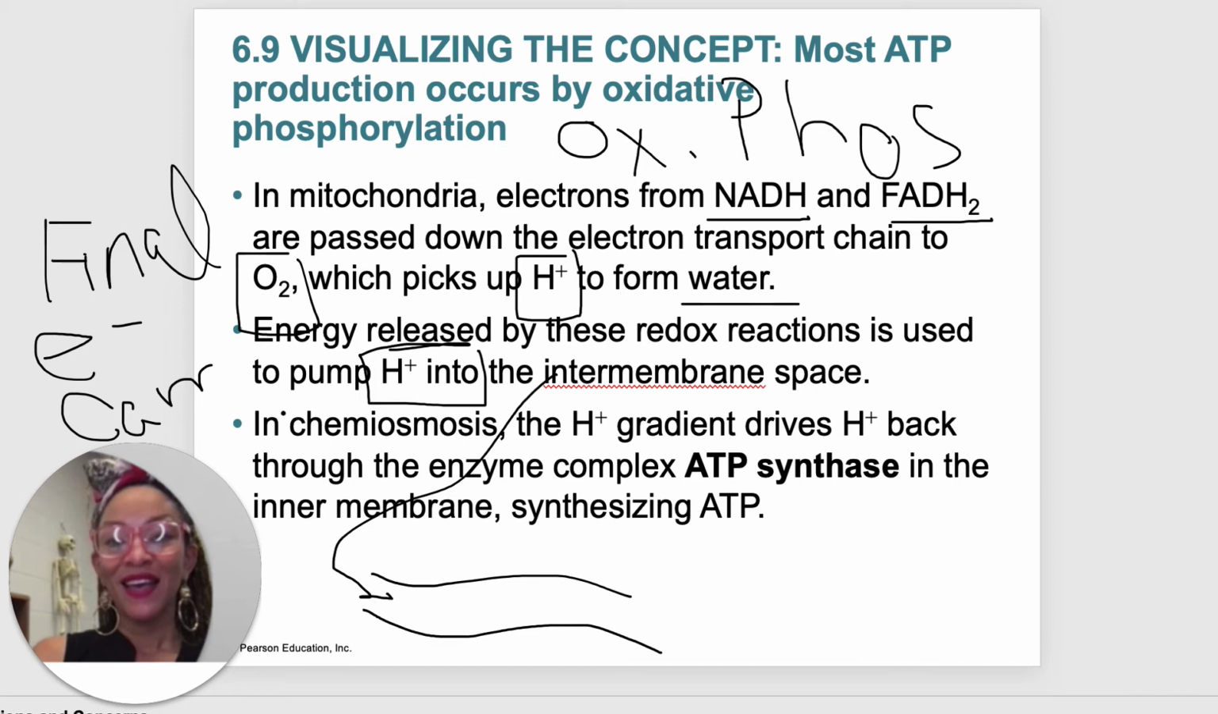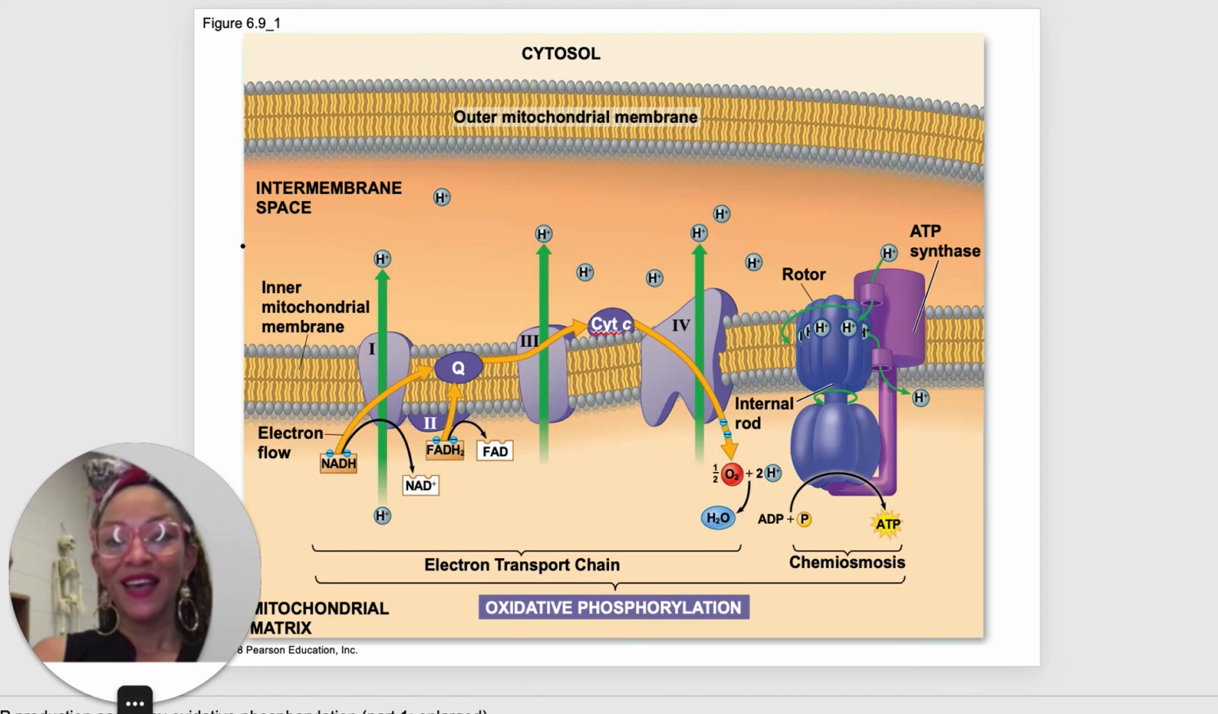So in the last part of oxidative phosphorylation, we have chemiosmosis. This is when that proton gradient drives protons back through the enzyme complex called ATP synthase in that inner membrane, and this is what helps to make ATP. So let's take a look at what all of this looks like. Let's get oriented to what the picture looks like first.